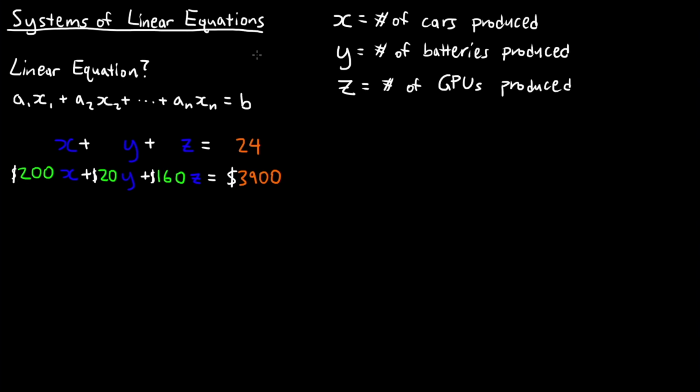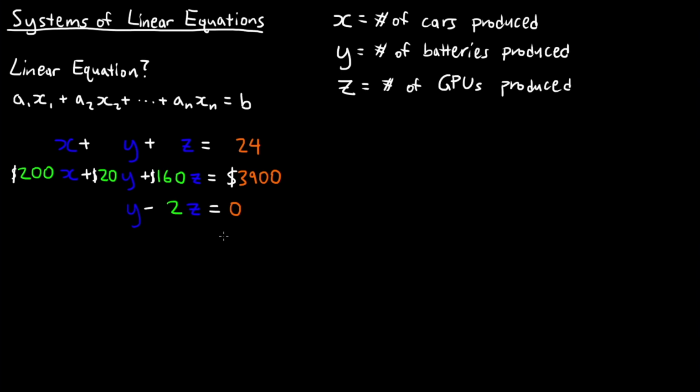Alright, so let's take a look at one last example. Here we'll have y minus 2z is equal to 0. This time, our linear equation is telling us that if you take the number of batteries produced and you subtract 2 times the number of GPUs produced, you'd end up with nothing, no products. Essentially, it's telling us that there are twice as many batteries as there are GPUs.